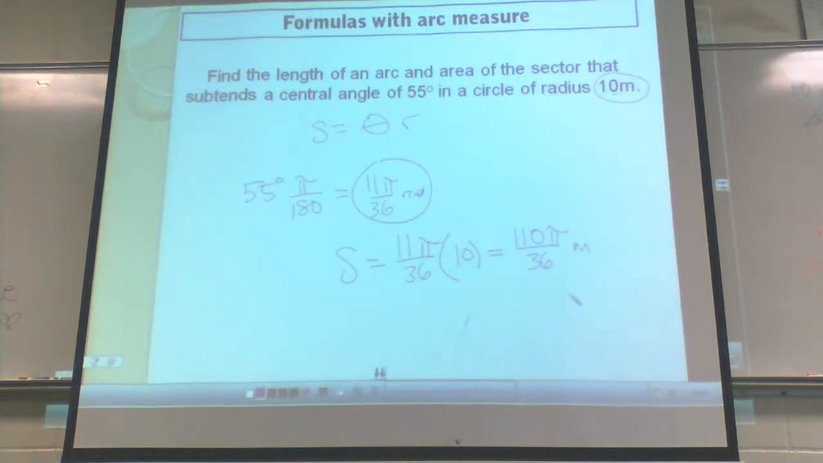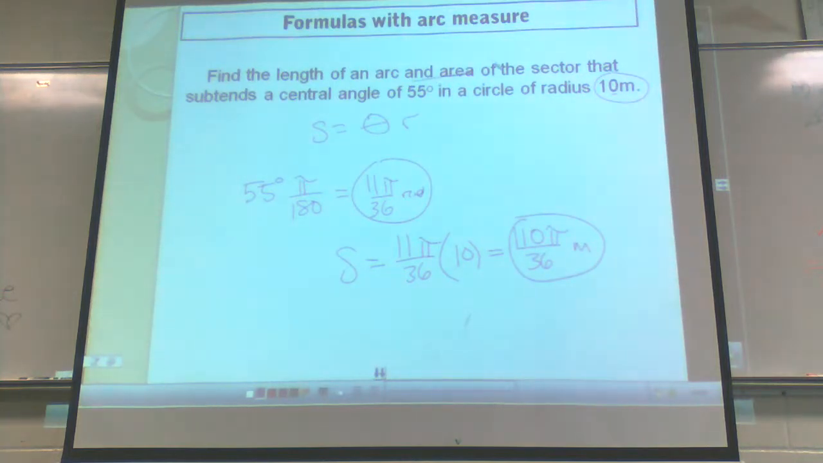Wait, what did you do with the 55 and the pi over 180? Took the degrees and converted it into radian measures. That's what you want to do first anyway if you're doing arc length and area. So arc length would be right there.